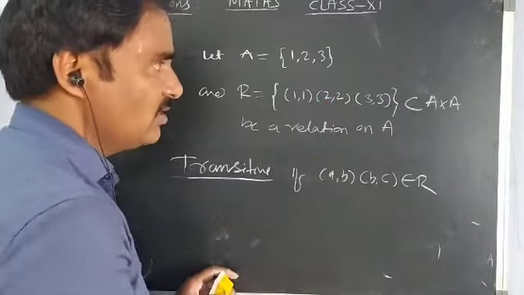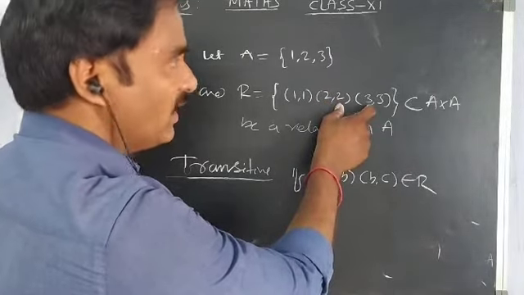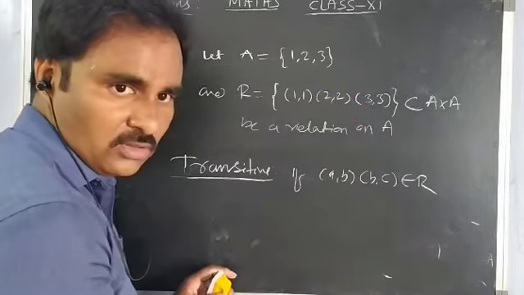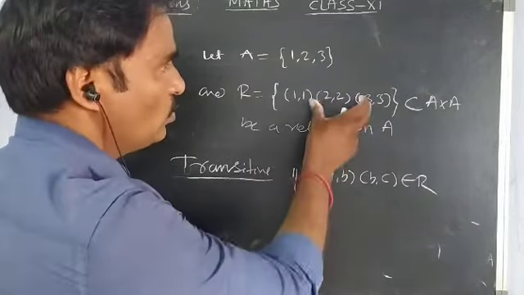We cannot take these ordered pairs. For these two, we cannot take. Why? Because the second element and first element are not equal. If you take these two, they are not useful either.